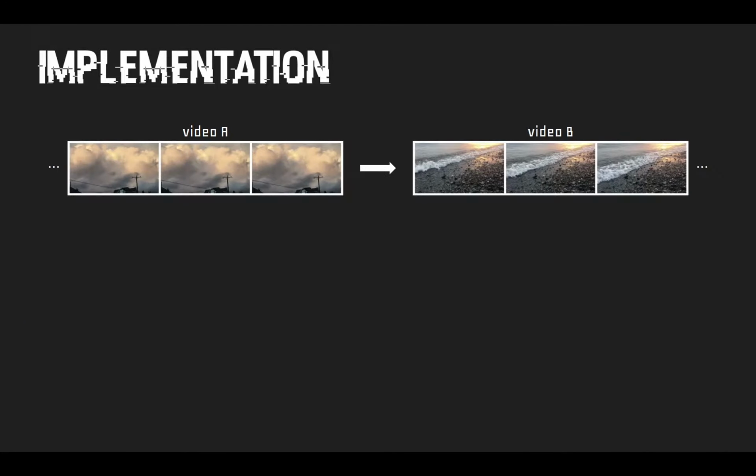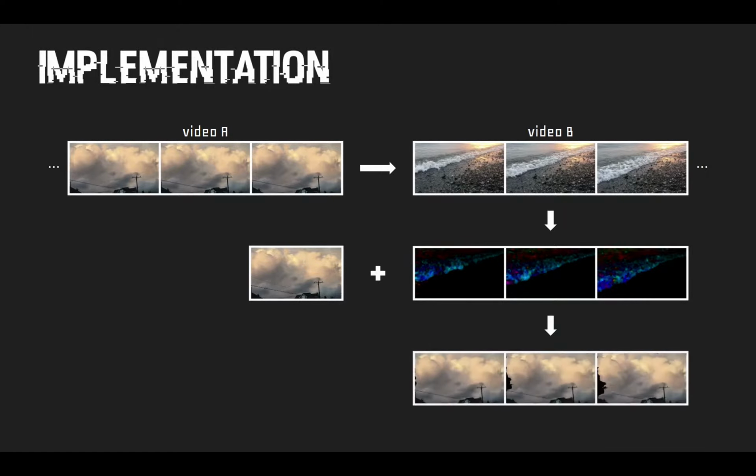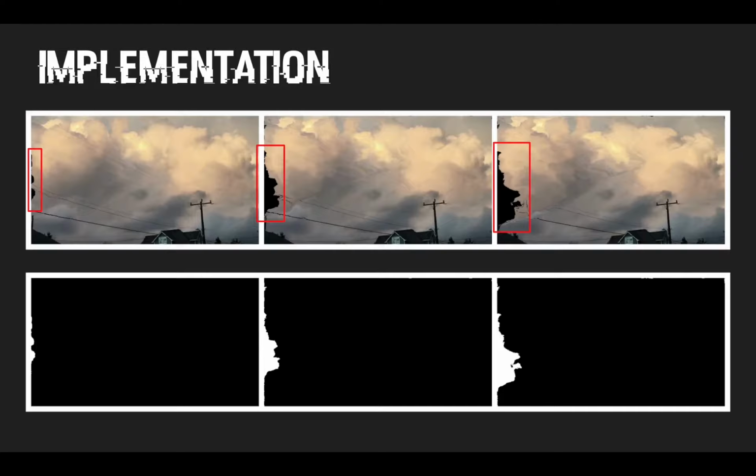To illustrate how our method works, consider two videos, A and B, that we would like to combine with the data mosh transition. We first compute optical flow for video B. This gives us a vector for each pixel that describes its motion on the image plane. We then take the last frame from video A and warp its pixels using the optical flow computed from video B.